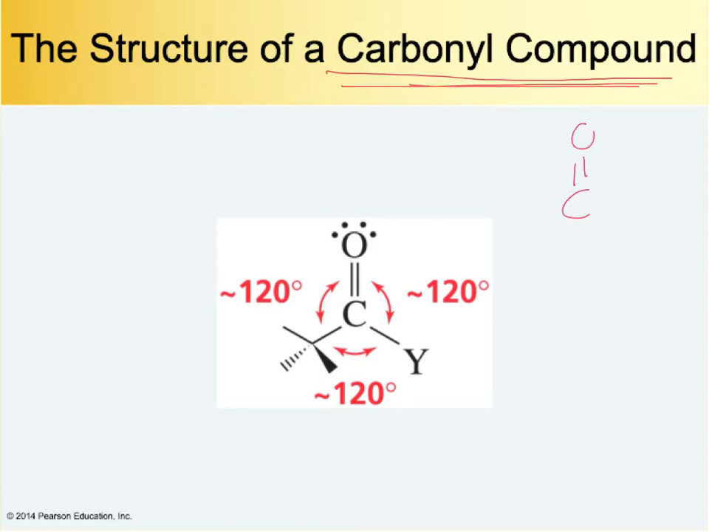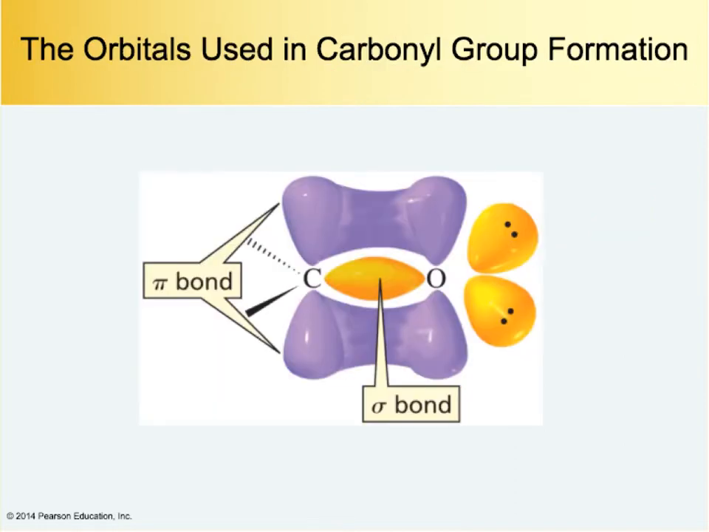The C double bond O, the generic C double bond O. What do we know? We know that this carbon is sp2 hybridized, and the bond angles are 120. That's shown here. If we look at a molecular orbital picture, we can see a little bit more: there is a 90-degree angle between the pi bond and these sp2 hybridized orbitals. It doesn't really matter what's attached here.